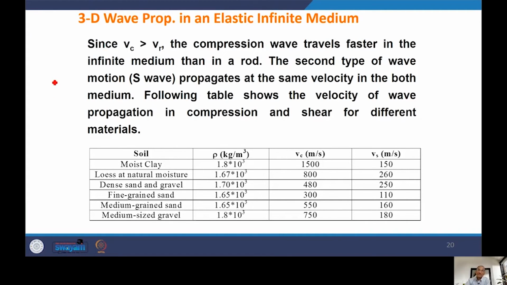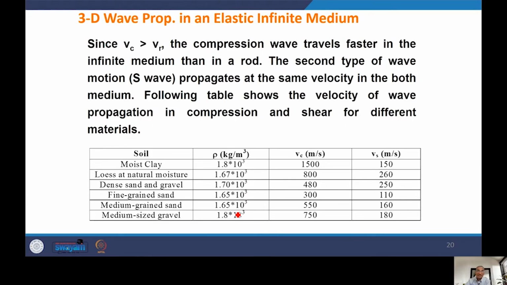Now the table given here, which comes from the literature, gives you the typical wave velocity for compression and shear for different materials. As you may be aware, for different types of soils there is a large variation in the Poisson's ratio. For example, the Poisson's ratio is very high for clay compared to sand. As a result, the difference between Vc and Vs will be large for clay, but as you go higher, for example gravels and coarse sand, this difference will decrease.